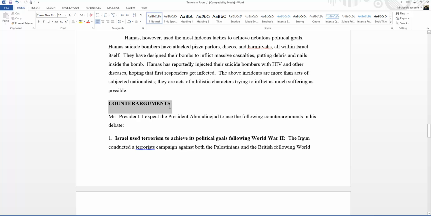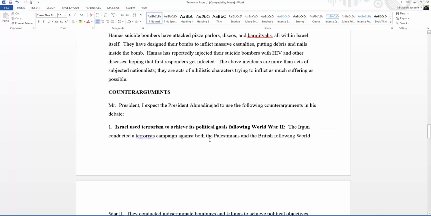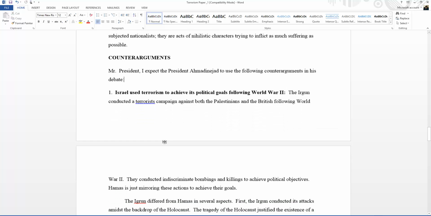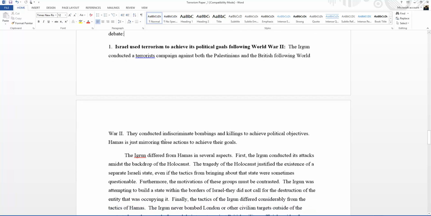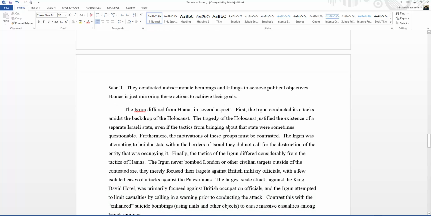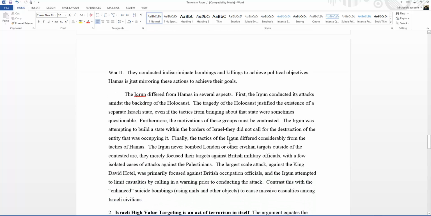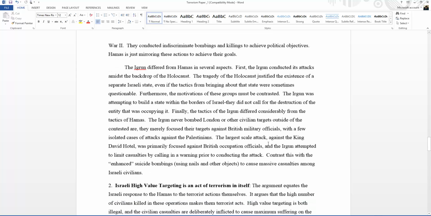And then what he does next is just counter arguments. And he anticipates, and this is what I want you to do, I want you to anticipate counter arguments. These are some, and I'll give you a second to read these. These are some of the counter arguments that he chooses. Israel uses terror to achieve its political goals, and he uses those counter arguments to strengthen that Hamas is a terrorist organization. I'll let you read this for a second.